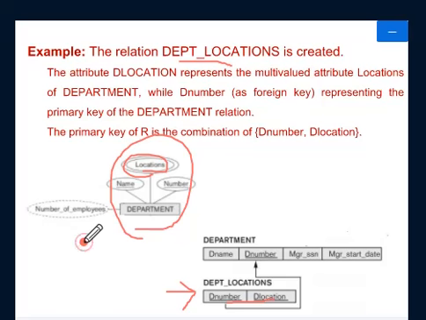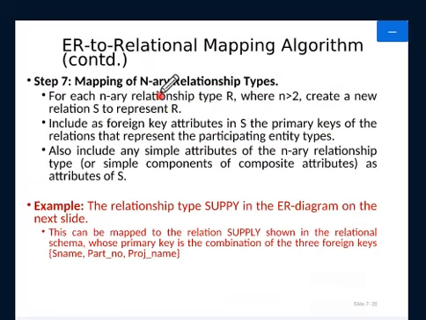Next we have mapping of n-ary relationship type. So what we have to do when we have more than two entities participating in a relationship type, n-ary relationship type? In that case, we have to go for a separate relation. We have to create a separate relation for such a relationship type. So let me show you the example.